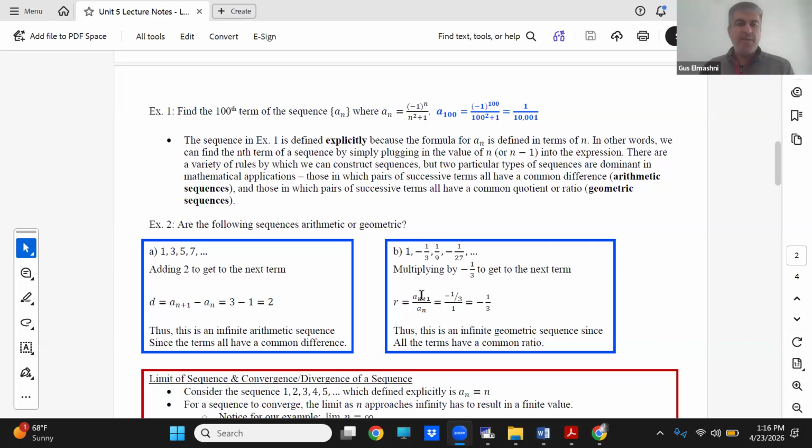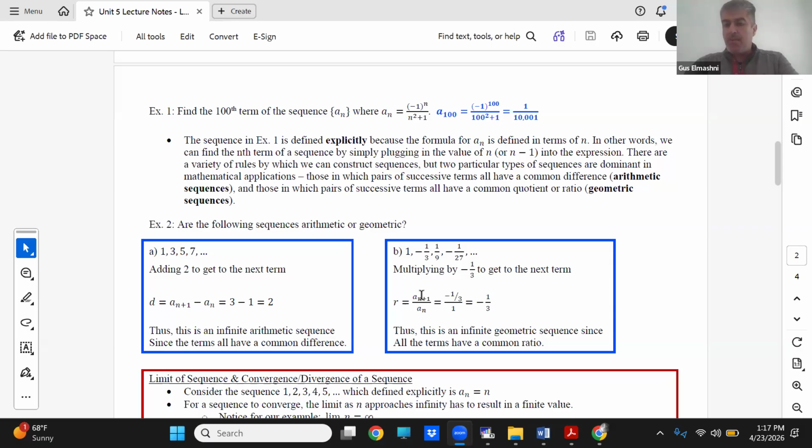So that's fine. And we call this defining the term explicitly because you're going directly to it. Being explicit means being very direct, right? Because the form for a sub n is defined in terms of n, we can find the nth term by simply plugging in the value of n, or n minus 1 or whatever, into the expression. There are a variety of rules by which we can construct sequences, but 2 particular types of sequences are dominant in mathematical applications.